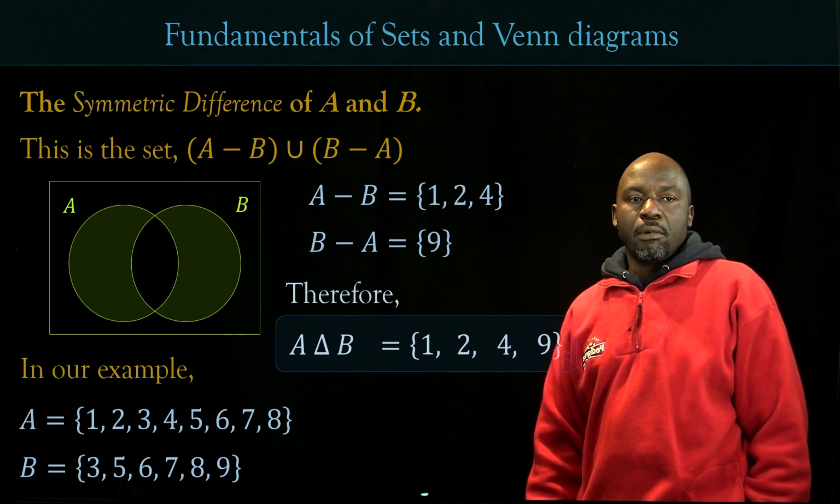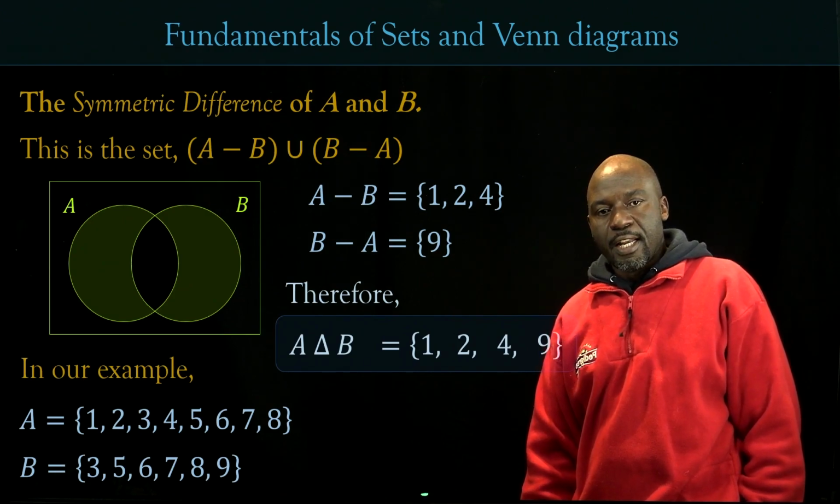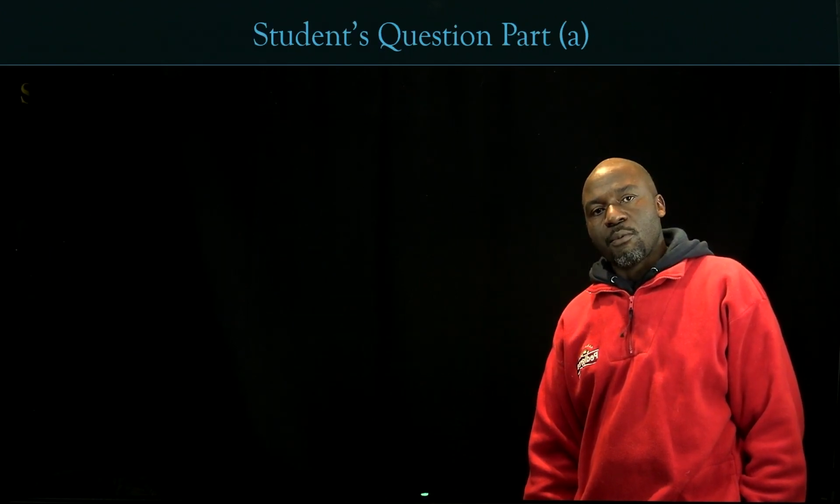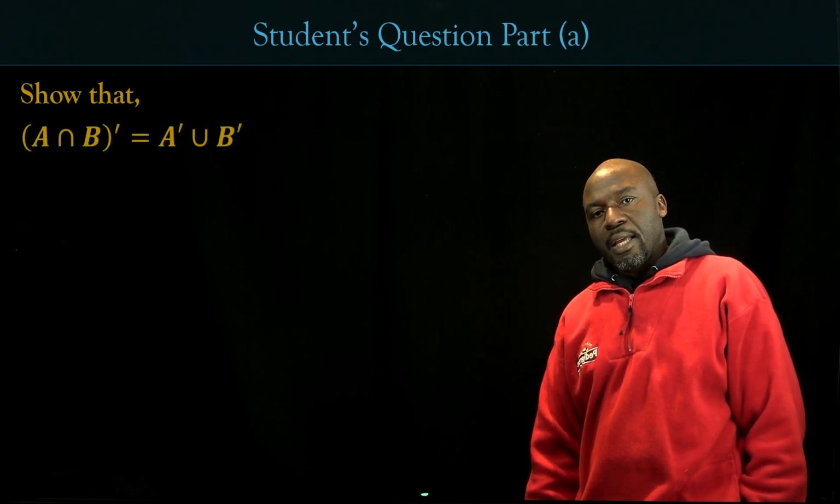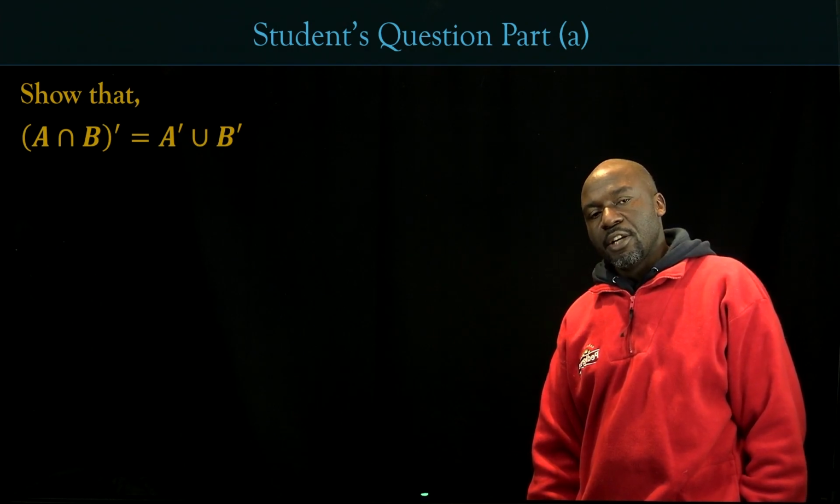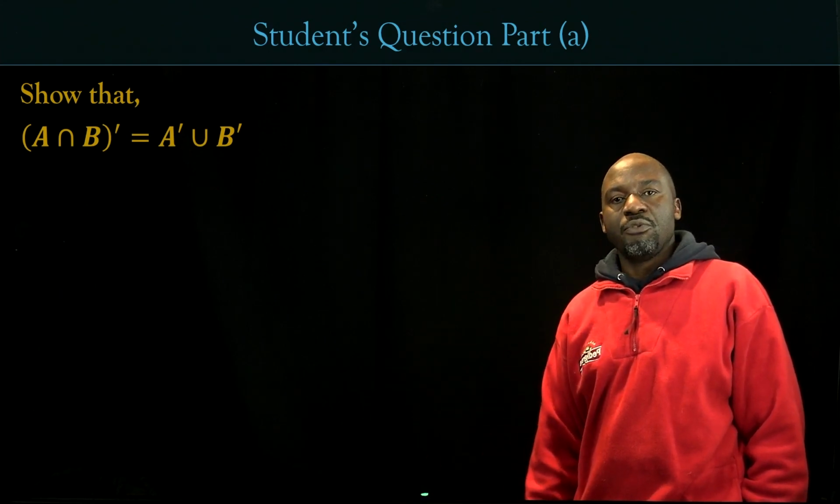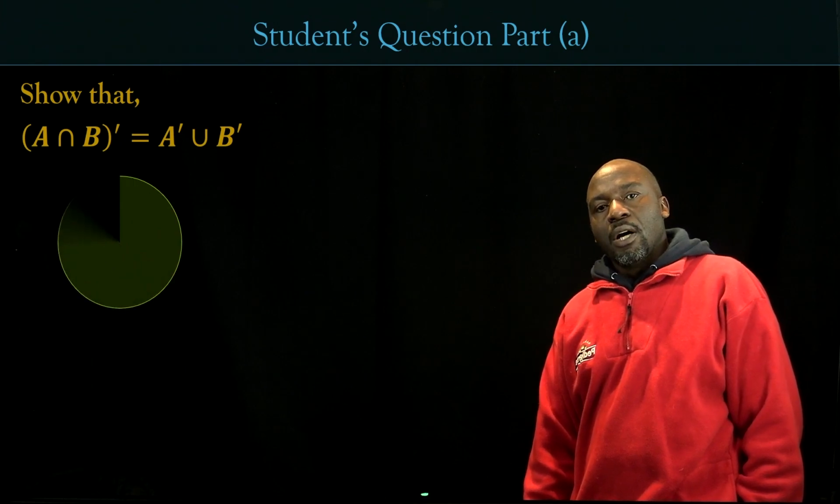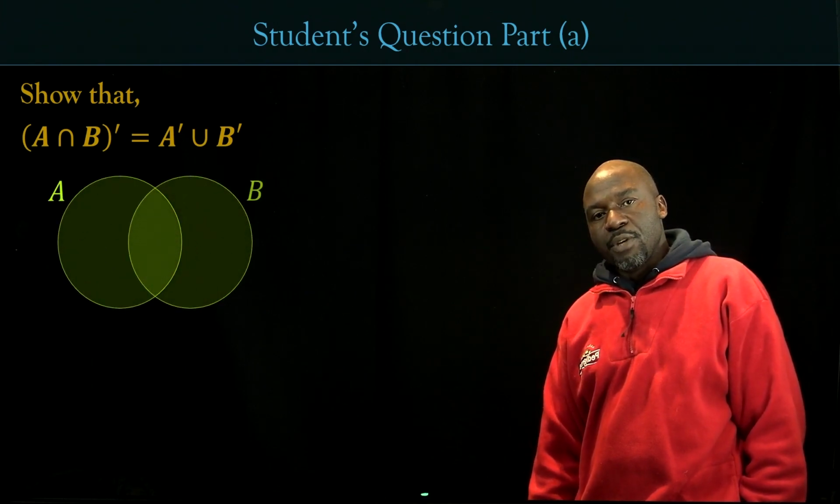Okay? Now, with this in mind, let's go and answer the questions that the students had asked. So this was a question from one of the students. Show that A intersection B, everything complement, is the same as A complement union B complement. Now we're going to go by the same reasoning we've used there. So here we go. That's our set A on a Venn diagram. That's our set B.